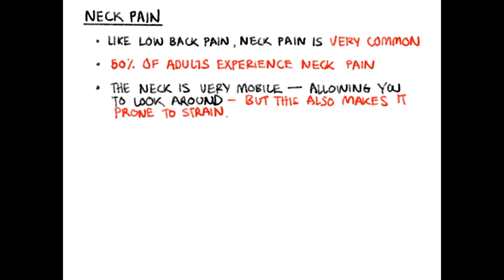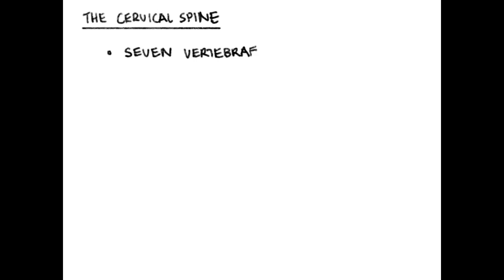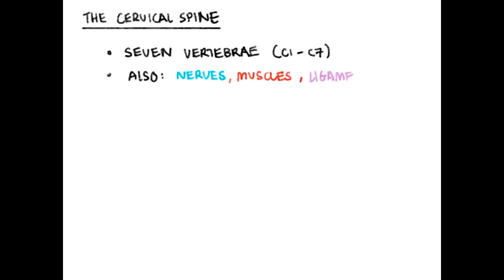It can break down. As spine surgeons, we call the neck the cervical spine. That's just the anatomic name for it. And we think about it in terms of its components. There are 7 cervical vertebrae. They are numbered C1 through C7. And just like the low back, there are muscles and ligaments that hold the bones together. And there are nerves that exit the cervical spine.